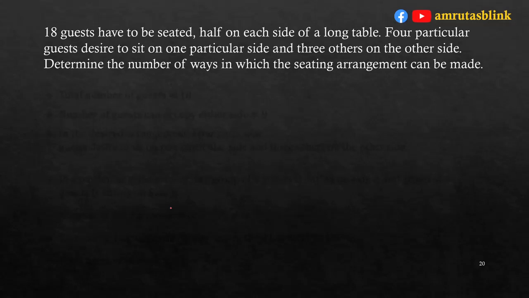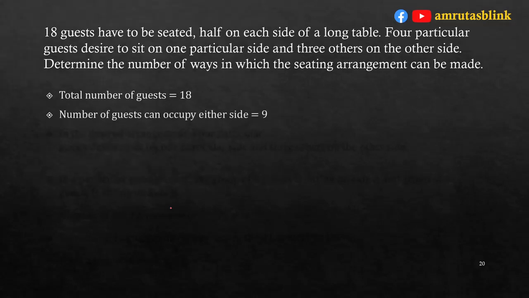"18 guests have to be seated half on each side of a long table. 4 particular guests desire to sit on one particular side and 3 others on the other side. Determine number of ways in which the sitting arrangement can be made." Now how many guests are there? There are total 18 guests.